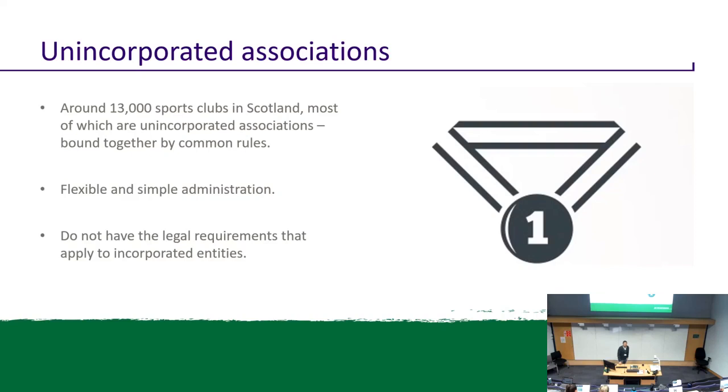So most sports clubs in the UK are actually set up as unincorporated associations. Around 13,000 sports clubs in Scotland, most of these are unincorporated associations, which means that they're just bound together by a set of rules or a constitution. So it's a flexible, simple setup for clubs. There's little administration involved in it.